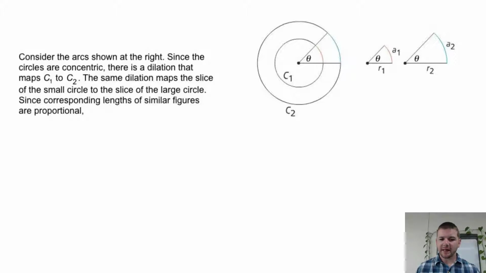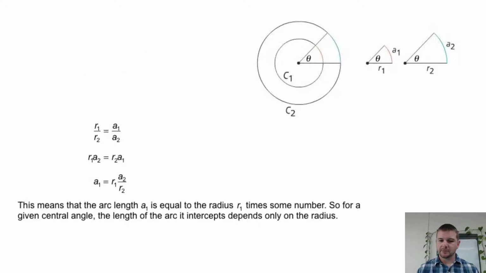Since corresponding lengths of similar figures are proportional, we can state R1 over R2 equals A1 over A2. Furthermore, R1 times A2 equals R2 times A1, simply an exercise in the cross products property. A1, in this case, will then equal R1 times A2 over R2.